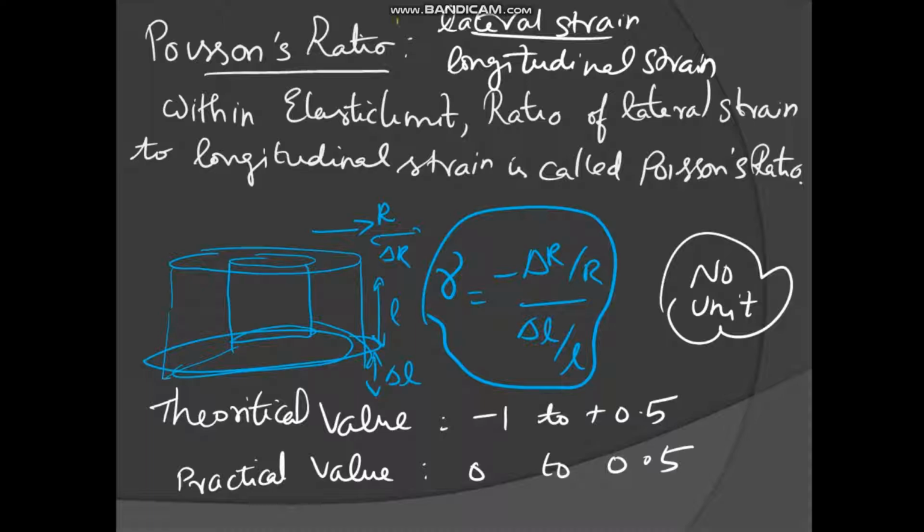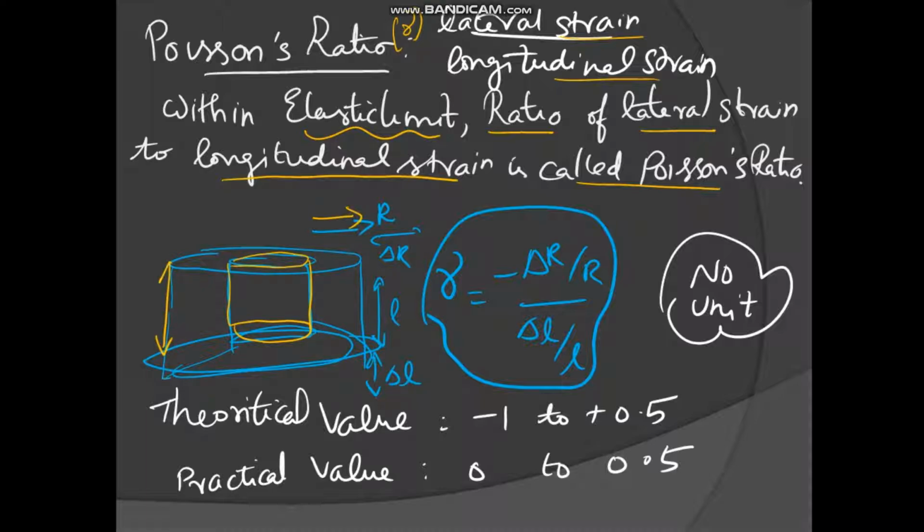So Poisson's ratio is indicated by gamma, which is the ratio of lateral strain divided by longitudinal strain. So within the elastic limit, the ratio of lateral strain divided by longitudinal strain is Poisson's ratio. Suppose you assume a cylinder. Okay, this is the original cylinder. You are elongating it along the length.